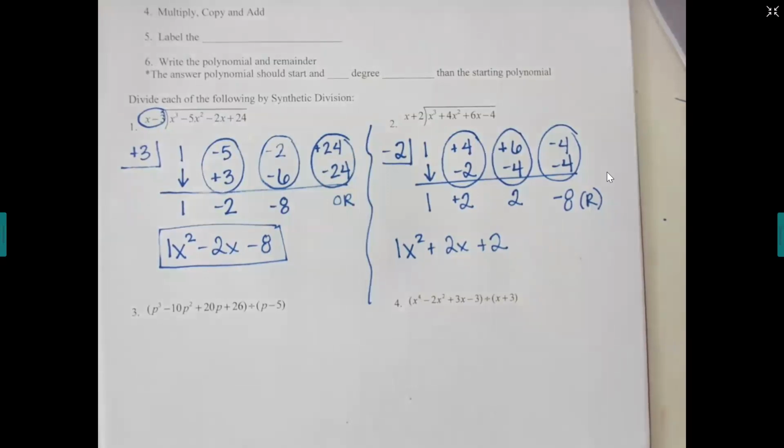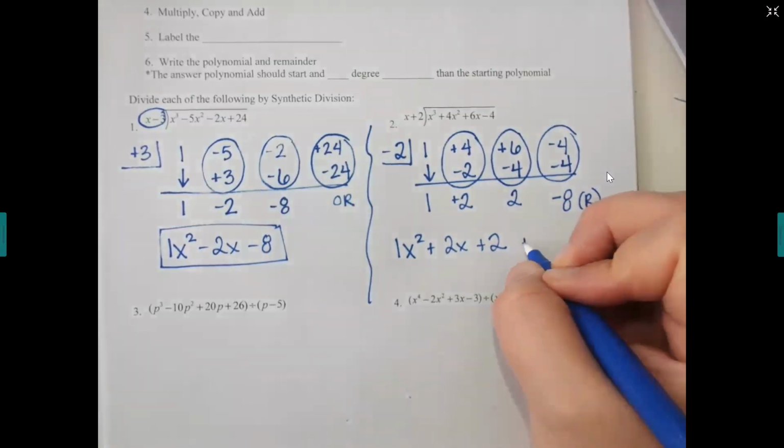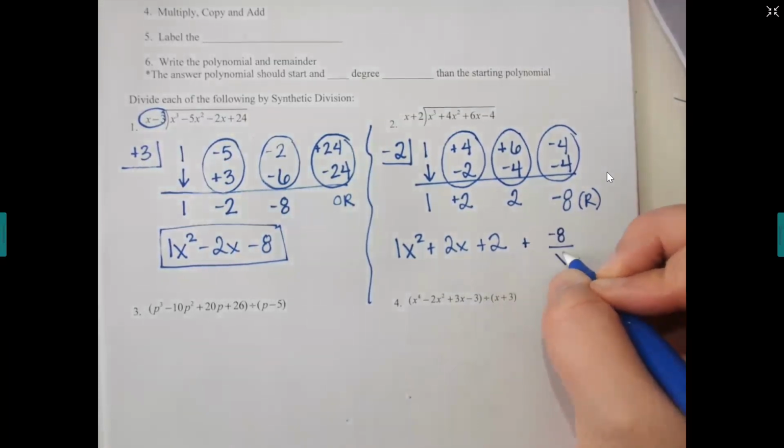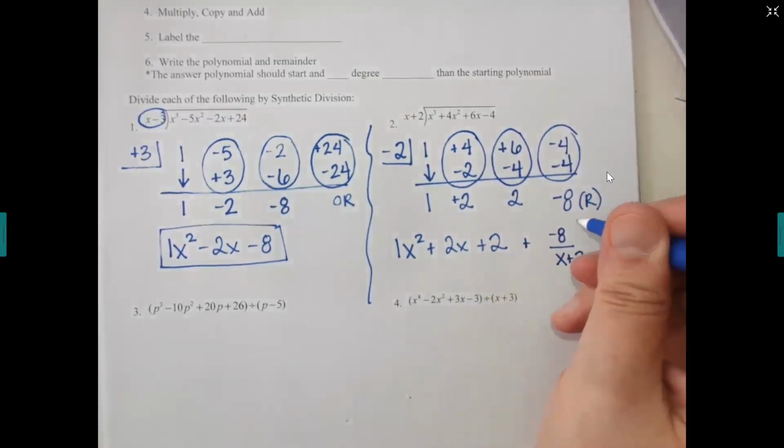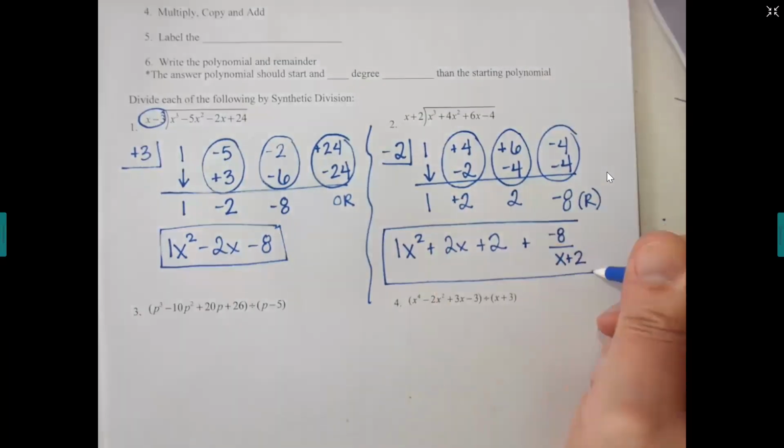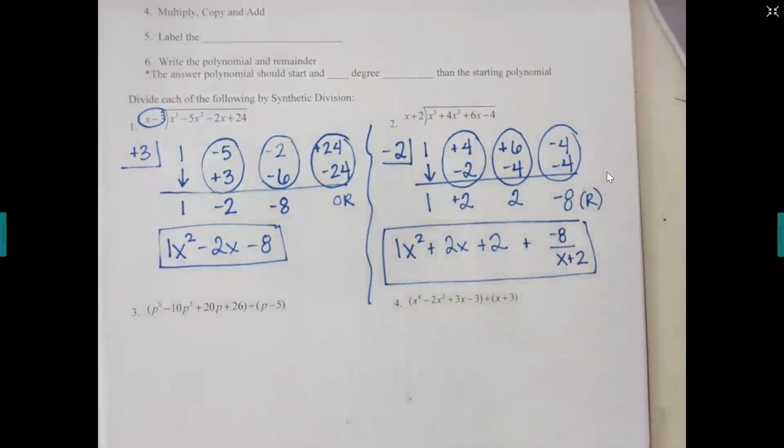Now, if I don't get a remainder at all, I don't have to put the fraction. Did I get a remainder here? What did we get for our remainder? Then you would put plus -8 over x plus 2. Okay, just like we were doing with long division. If your remainder is 0, you don't have to put that. But if your remainder is anything else, you want to include it.